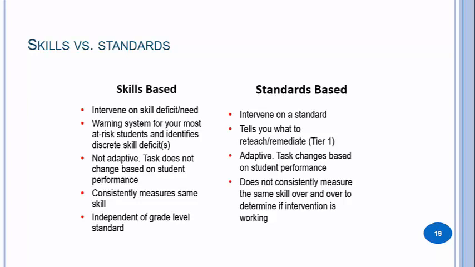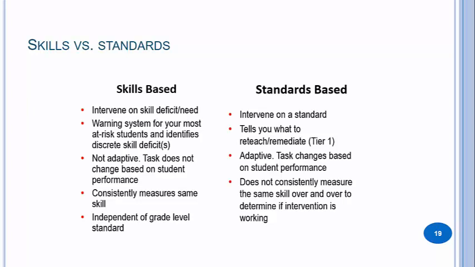Again, not for this process. Instead, we're looking for those areas that are skill-specific, that students are falling below at the 25th percentile or below, and they need intervention in that specific skill area. So in order for it to be defined as skills-based, you're intervening on a skills deficit area. And it's not adaptive, so we want to make sure that we're able to measure the same thing and students are receiving intervention on the same area until they've mastered that area, essentially.